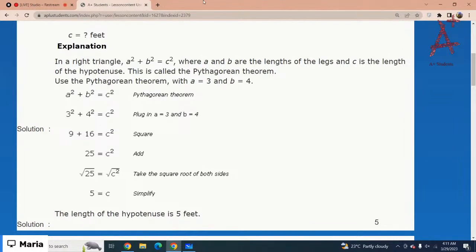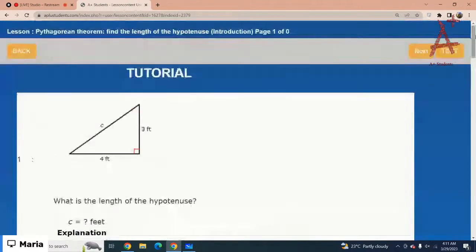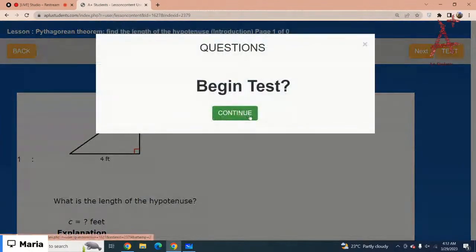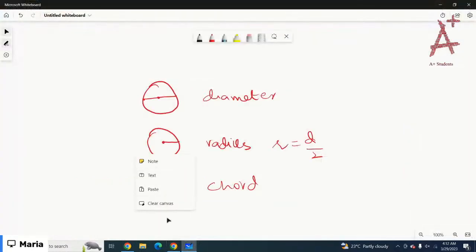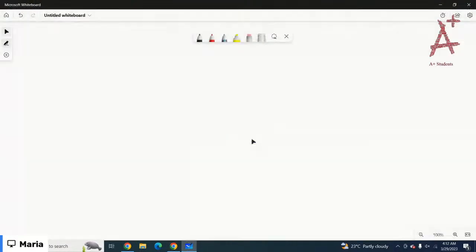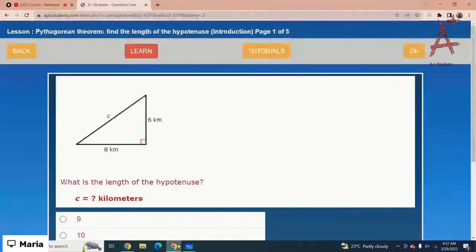Let's start with the test question so that we can do it on the board. You can have a look at the tutorial by yourself later today. They are already solved. Okay. So this is a right angle triangle. Got it? We only solve right angle triangles using the Pythagorean theorem. Do not mix the Pythagorean theorem with other triangles. This is a right angle triangle, one of the angles is 90 degrees.